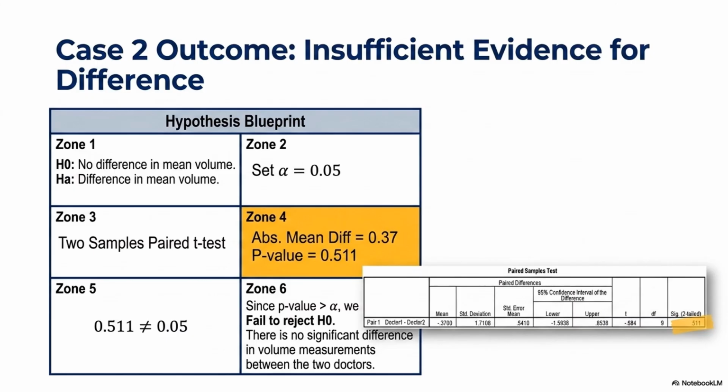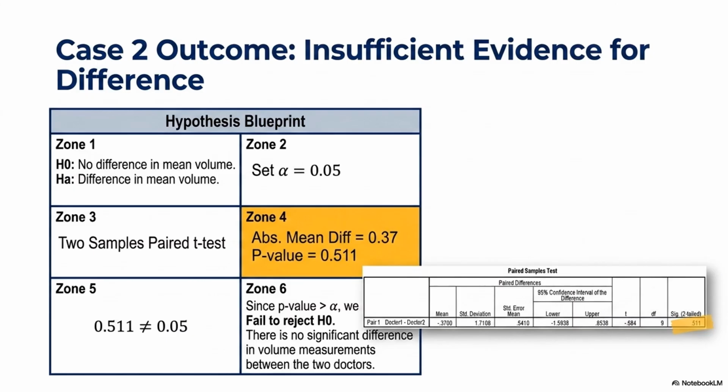The first step is the hypothesis statement. The null hypothesis is no difference in mean tumor volume, and the alternative hypothesis is a difference in mean tumor volume. Step 2 is level of significance: alpha is equal to 0.05. Step 3 is the test statistic. Paired sample t-test was used. Step 4, the calculation: absolute mean difference is equal to 0.37 and the p-value is 0.511.